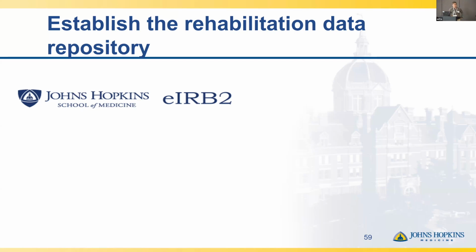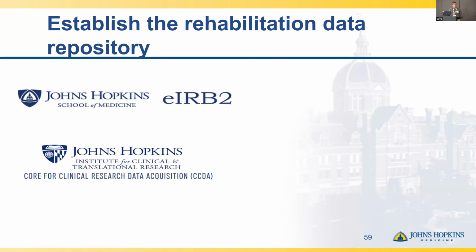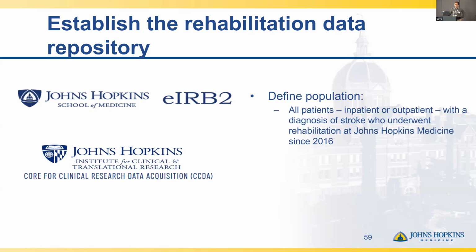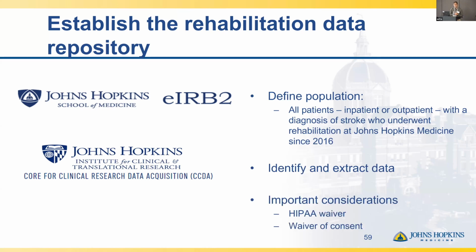But how did we set up this data repository? First, we had to work with a lot of the regulatory bodies at Hopkins to be able to establish this and use this clinical data to put into our limited data set. So we worked with the IRB and the Core for Clinical Research Data Acquisition at Hopkins, or the CCDA. This helped us to define our population, which in our particular study is focused on people with stroke who've been in the Hopkins healthcare system since 2016. We had to then identify and extract that data, and of course, take into important considerations for protecting the patient's rights, like HIPAA waivers and waivers of consent.